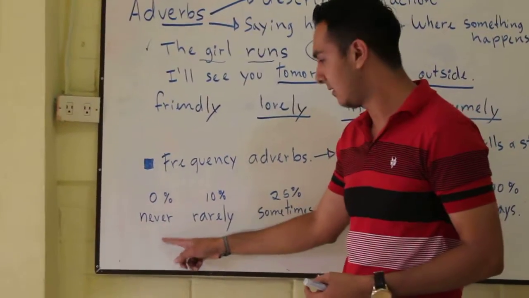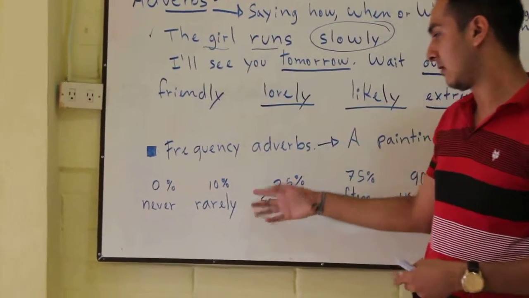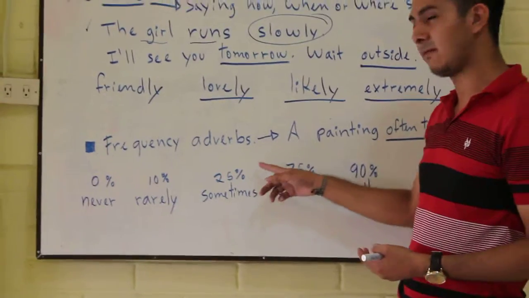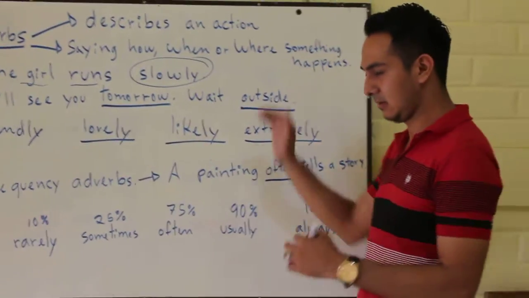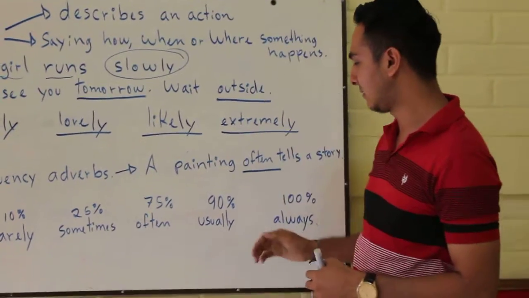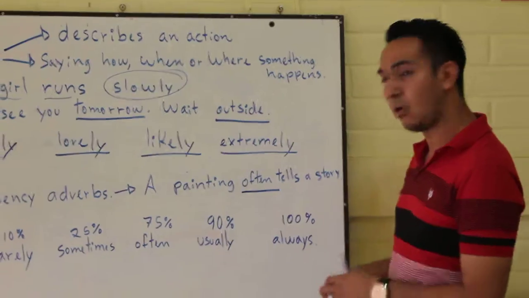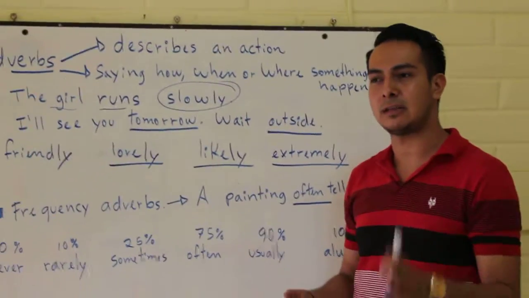We have never, that means 0%. Rarely, we have 10%. Sometimes, 25%. Often, 75%. Now the scale is high. Usually, 90%, and always. That means we do the action always, all the time.